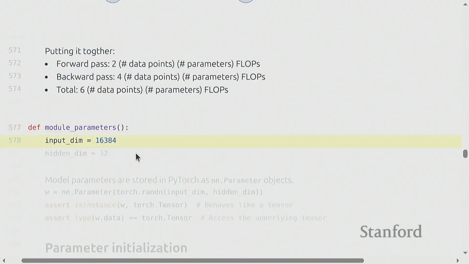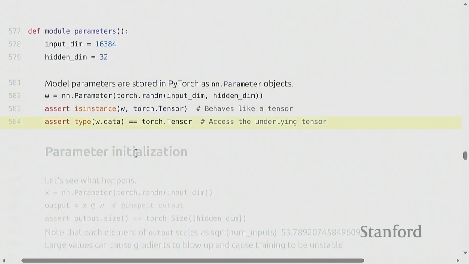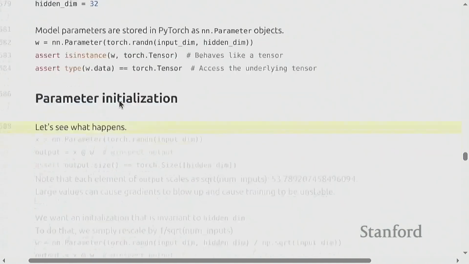Parameters in PyTorch are stored as these nn.Parameter objects. Let's talk a little bit about parameter initialization.